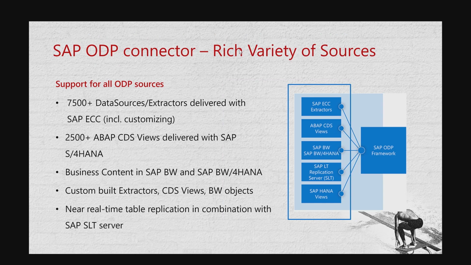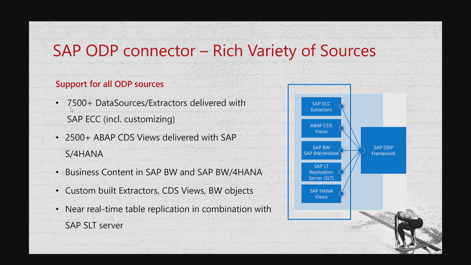So let's dive one level deeper into the key benefits which I mentioned on the previous slide. Looking at the rich variety of sources, I mentioned that there are lots of different provider types available via ODP. But even within each of those provider types, there's a huge number of objects which SAP provides out of the box for you. So for example, when you look at ECC extractors, ECC systems come with a huge number of extractors out of the box, which have been built by SAP for the purpose of data extraction.